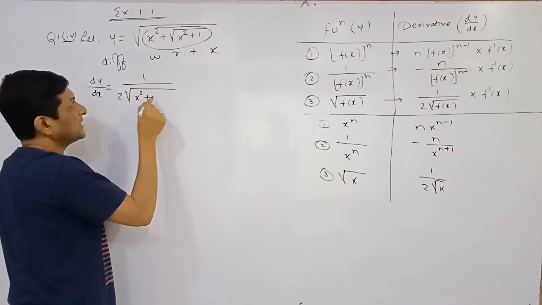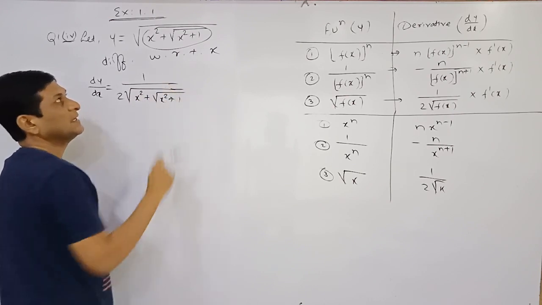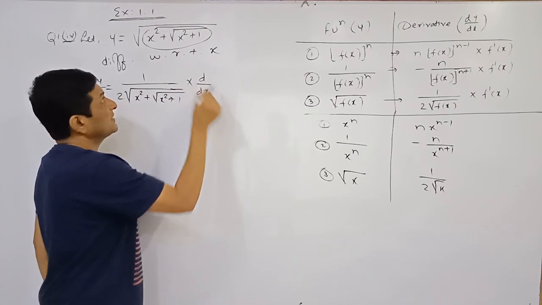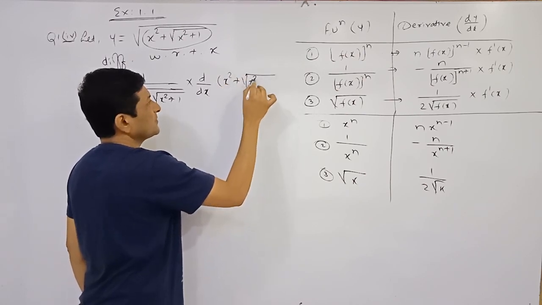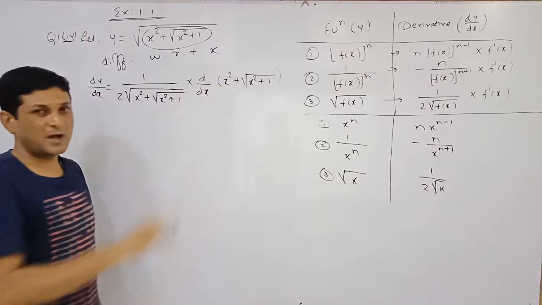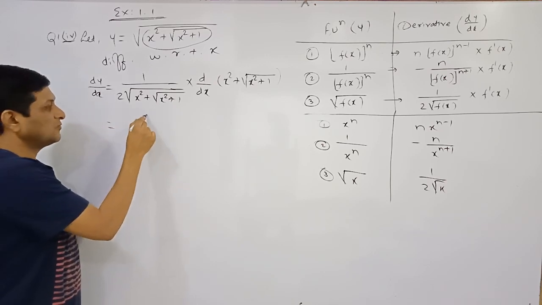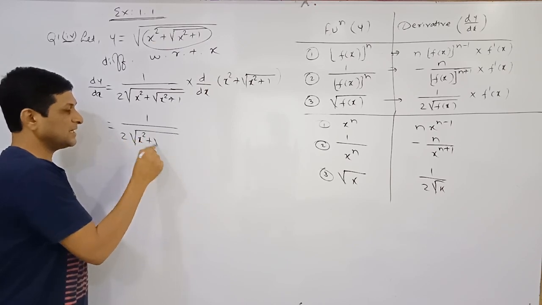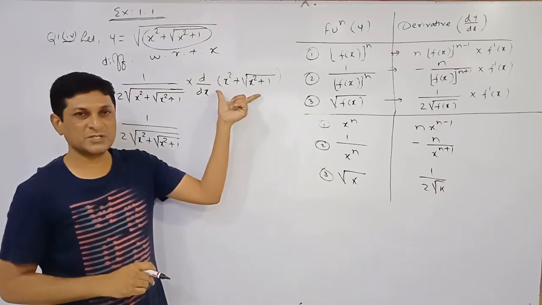x square plus under root x square plus 1. Okay. Into derivative of f of x. What is f of x here? f of x is x square plus under root x square plus 1. Okay, just we have substituted the value in the third formula. So which is equals to 1 upon 2 under root x square plus under root x square plus 1, keep it as it is. Now we are finding its differentiation.